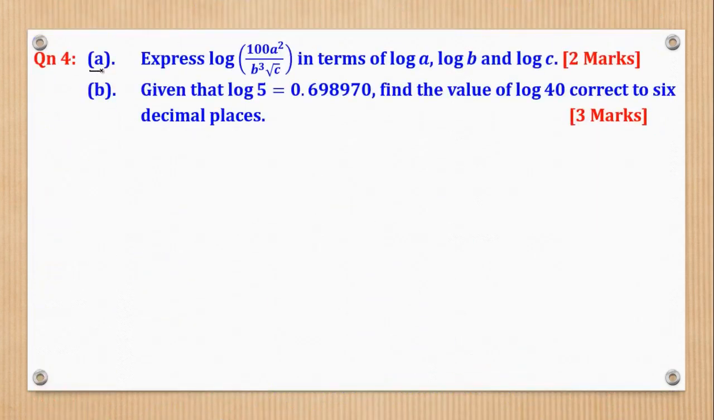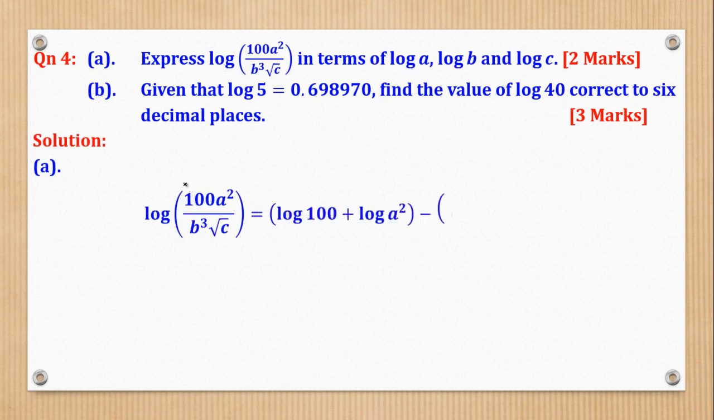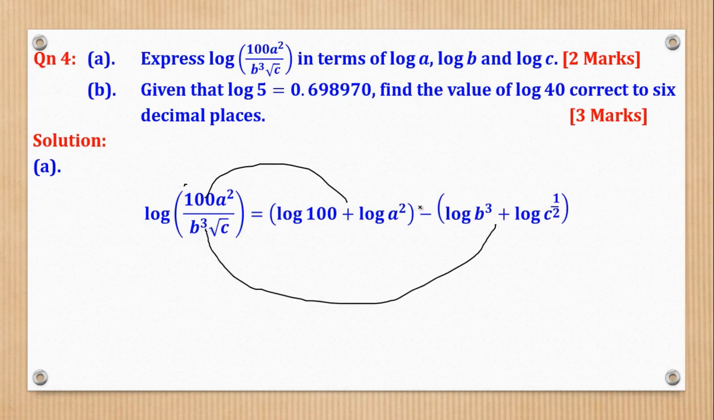Then question 4 part A says, express log this in terms of this, this, and that. So let's start with that. So log this is the same as the numerator is this, which is log 100 plus log a squared. Denominator is this, so we must use this bracket. They are very vital.